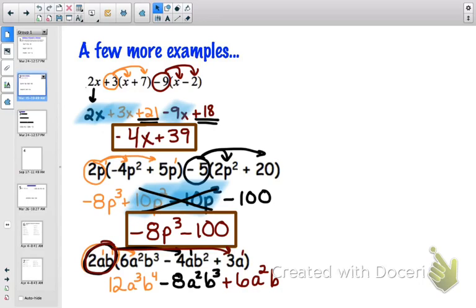Even though I see a's and b's in all three, they have to all have the same variable to the same exponent. So a to the third, b to the fourth is not the same as a squared b to the third. I would need another a cubed b to the fourth in order to add or subtract. So that's my final answer.